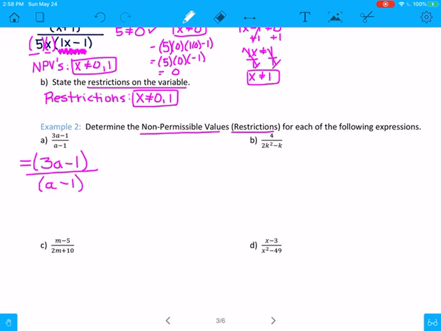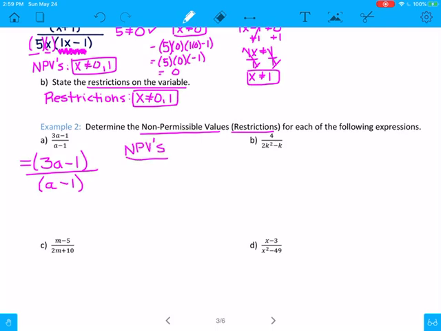So I actually can't do anything to it. I just have an a minus 1 in the denominator. So in brackets, a minus 1, because they're attached because of the minus sign. So the only bracket I have in my denominator is a minus 1. So when I go to do my NPVs off to the side, I take each bracket separately, set them not equal to 0, and solve for x.